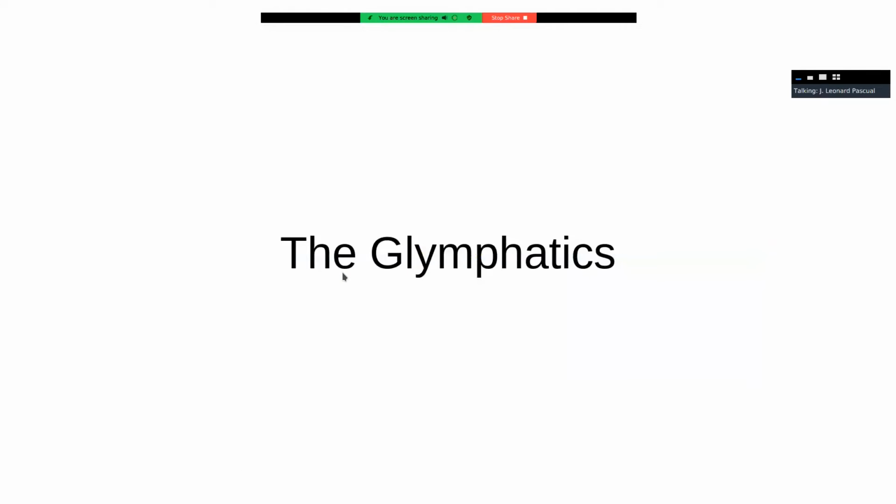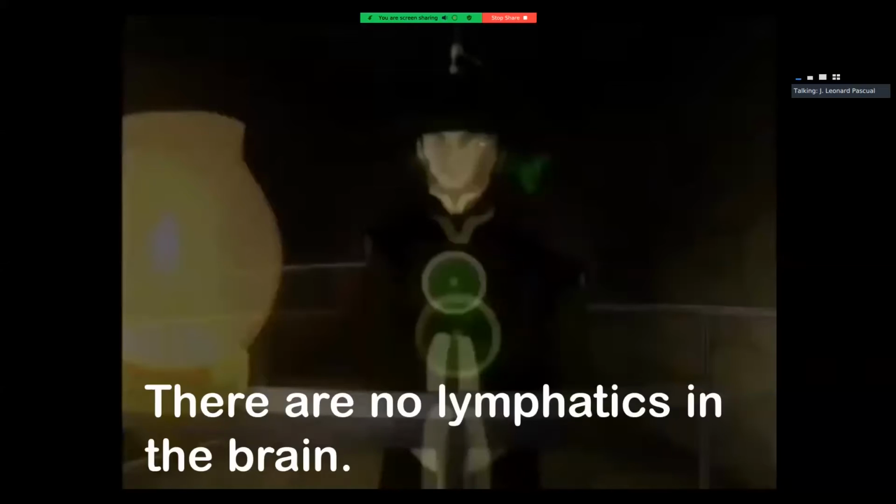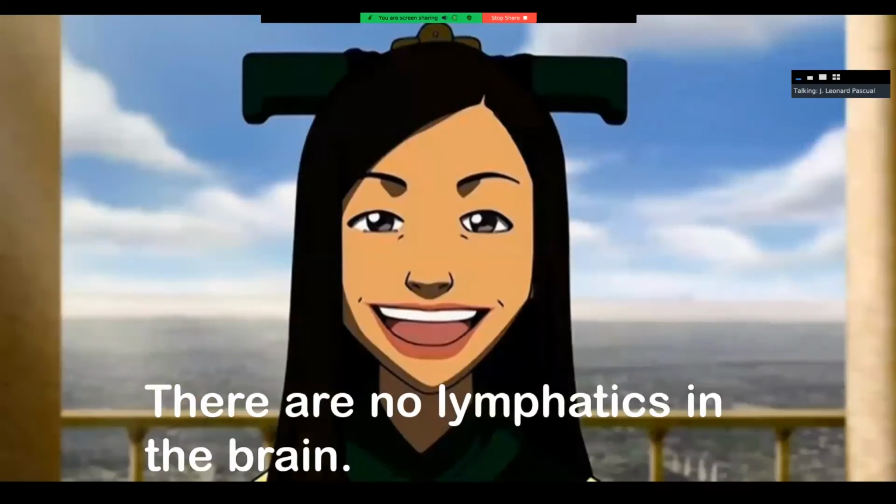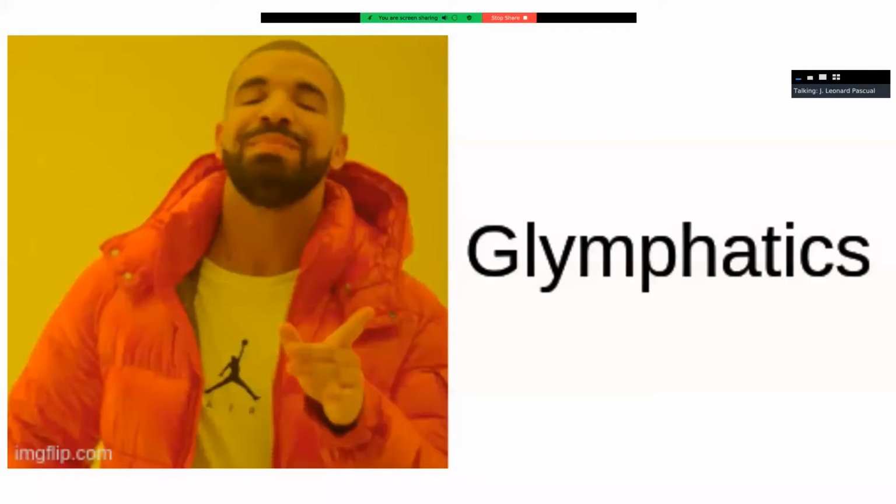Which leads us to the last part of this new lecture, the so-called lymphatics. So we are traditionally taught in medical school and in neurology residency training that there are no lymphatics in the brain. To repeat, there are no lymphatics in the brain. But that is farthest from the truth. The truth was being hidden from us. We call it the lymphatics.